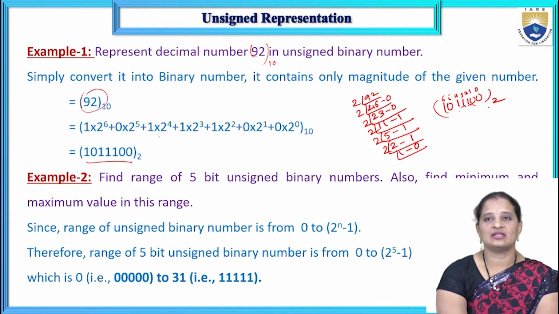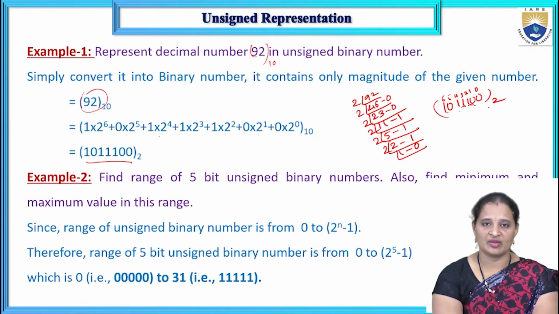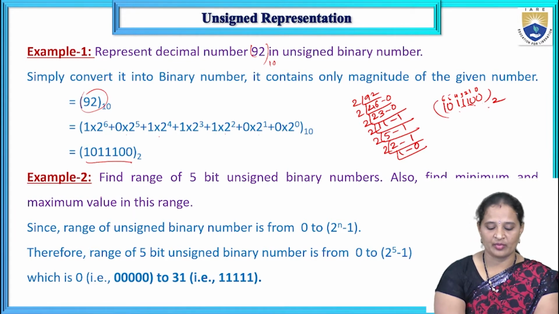So this is the unsigned representation. The thing you have to remember here is, in unsigned representation there is no negative number. All the numbers are considered to be positive, and all the bits of a binary equivalent will constitute a magnitude. There is no sign bit. That is the thing that you have to remember. And consider the next one.